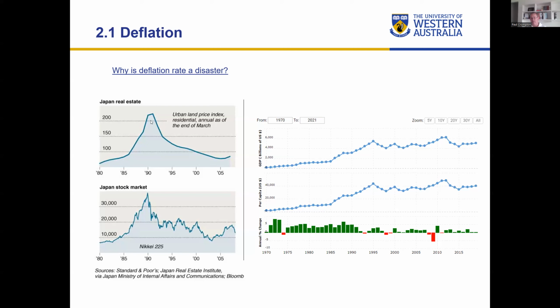Whether you owned an apartment, whether you owned stocks or both, in the 1980s, you would have been feeling like an absolute king surrounded by gold. You would have been feeling that you were just getting wealthy every week, every month. Now, I'm not going to go through what caused this reversal of asset prices, but we do need to think about the consequences of this.